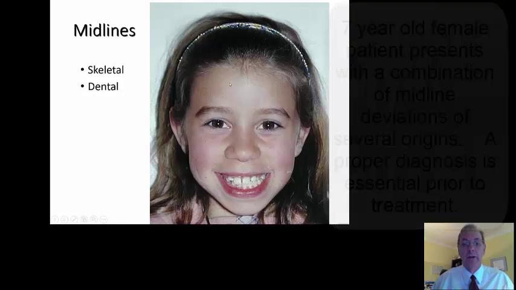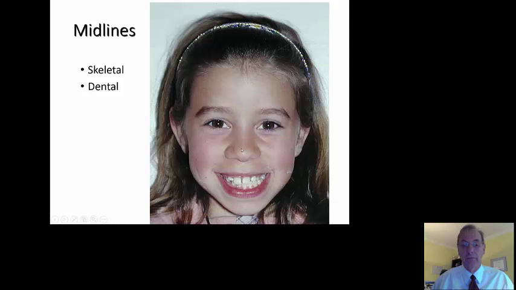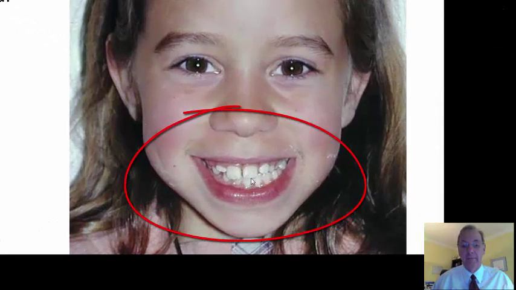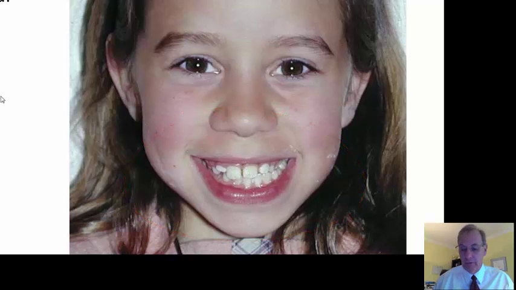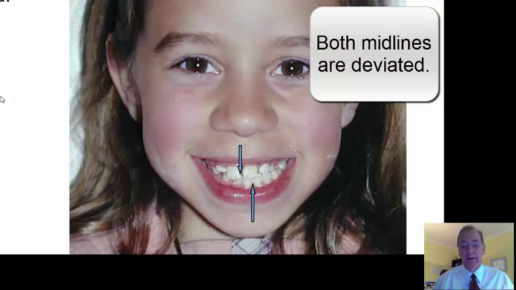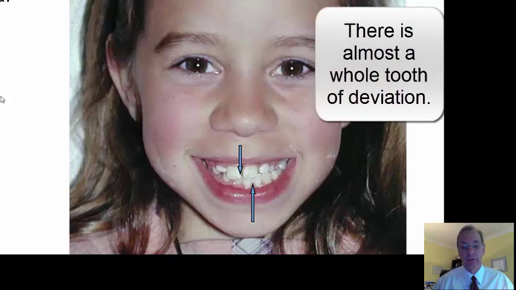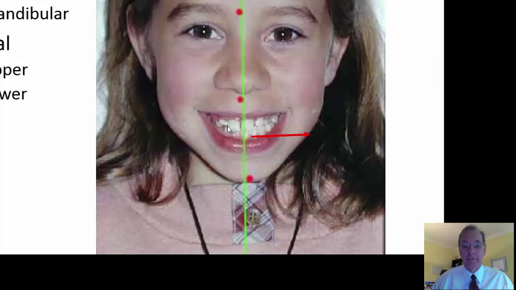It's an unusual patient in the sense that if you look at the reference midline, you can see that the upper maxillary midline is deviated. So be very careful. Do not take the maxillary midline as the reference midline, and that's why I use this patient as an example. You see the midline is deviated to the right. The lower midline, the mandibular midline, is actually deviated to the left by almost a whole tooth in relation to the upper maxillary midline. Maxillary midline is deviated to the right.